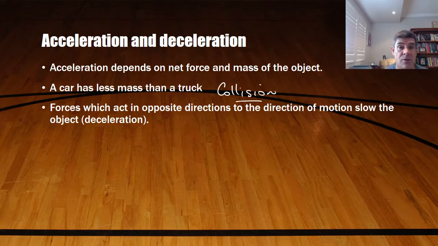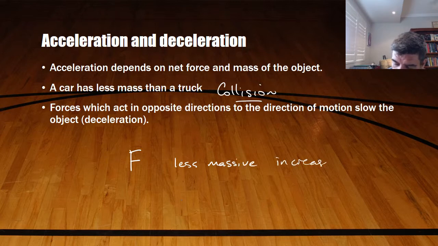We're going to move on to Newton's third law and see the interaction of, say, a car and a truck during a collision. But one of the things that's very important is if the same force is being applied to a less massive object, such as a car, then it will have an increased acceleration. And this is one of the most important things we need to focus on as we look at the implications of Newton's laws.